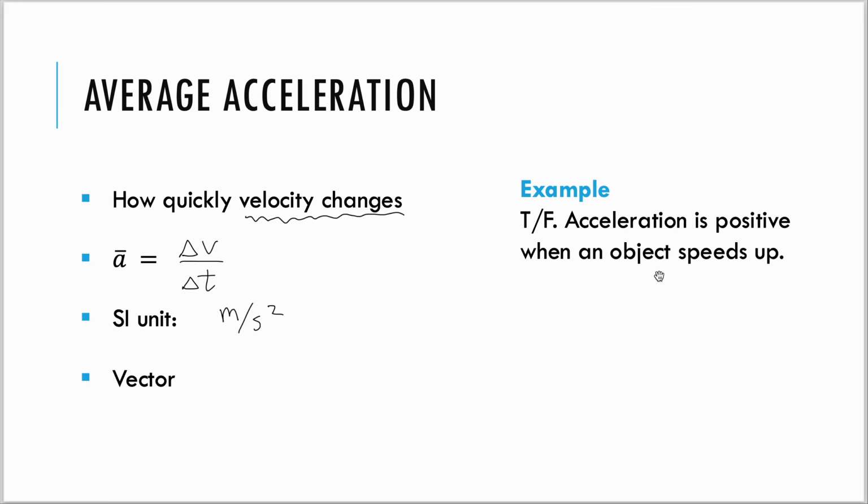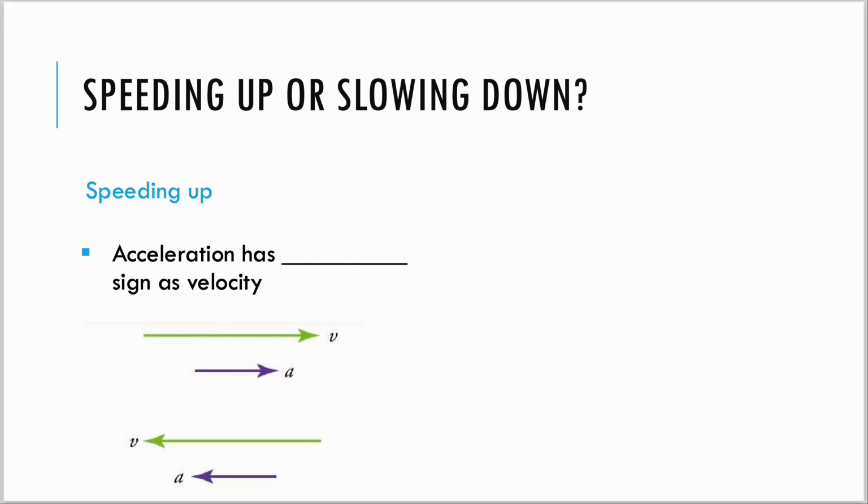Let's look at an example. True or false? Acceleration is positive when an object speeds up. This is actually false. It doesn't have to be positive. It can be positive, but not always. So we have to know, well, how do we know when you're speeding up or slowing down? That's the next slide.